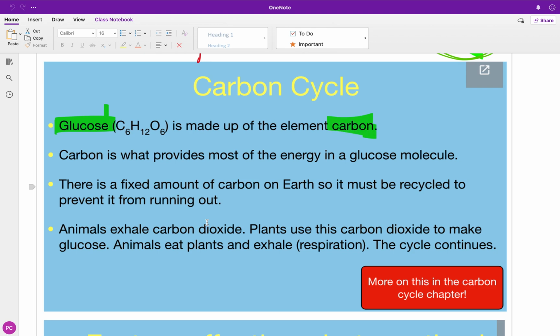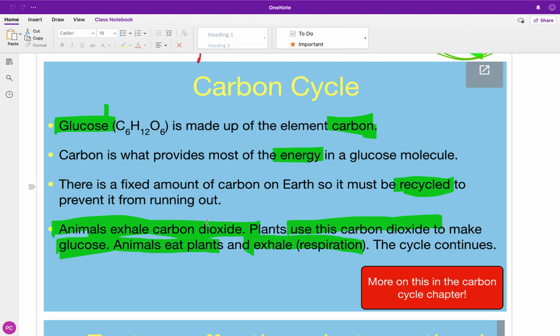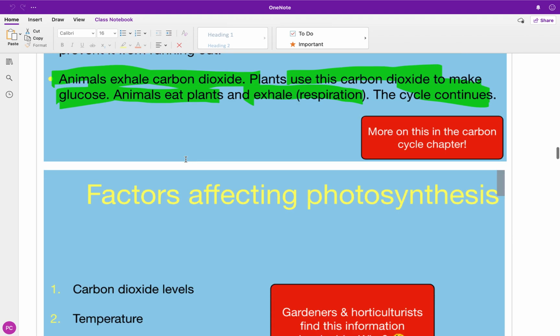So carbon provides the energy. There's a fixed amount of carbon on Earth, so it must be recycled. So the whole idea of the carbon cycle is that it goes up into the atmosphere, then it comes back down, then it either gets burned or respired back up. Animals inhale it, and then plants use this carbon dioxide to make glucose. We eat the plants and exhale it, and it keeps going round and round and round. So basically you've done the carbon cycle already, so we're not going into that again.